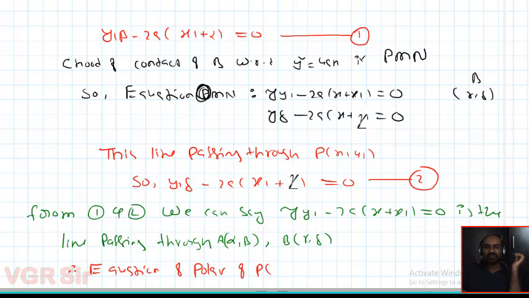Therefore, the equation of the polar of P(x1, y1) with respect to S equal to 0 is S1 equal to 0. S1 means this one only. Don't get confused.